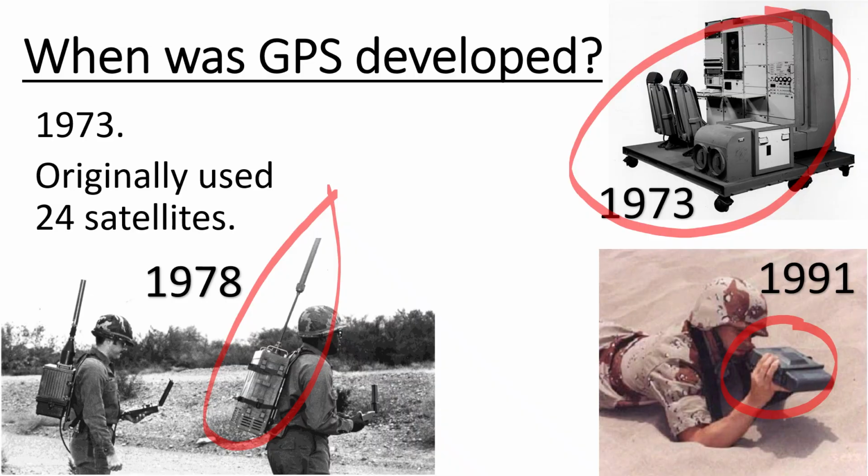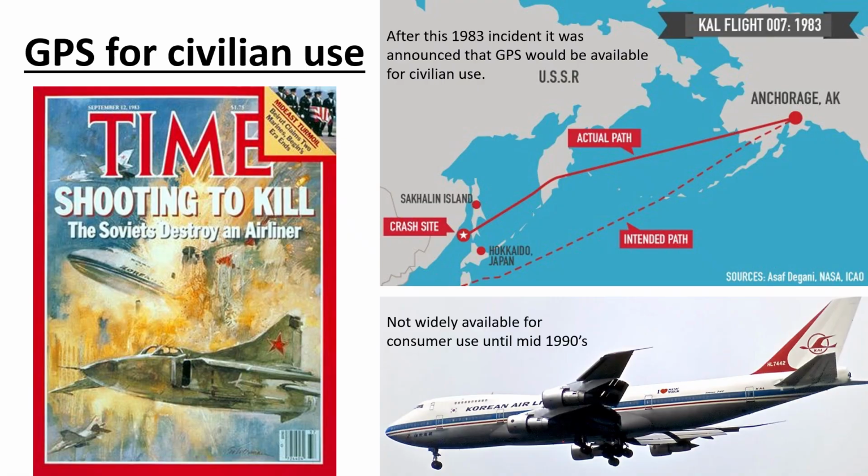So what happened? Well, in 1983, there was a problem. We had an airplane that was flying from Anchorage, Alaska, and it was supposed to go to Japan over here. And navigation technology wasn't so great, and it got off of its flight path and went over Russian territory, Soviet territory, and the Russians shot the plane down.